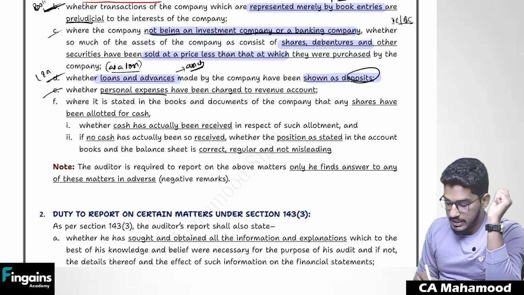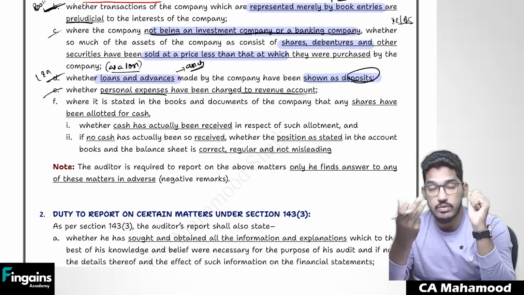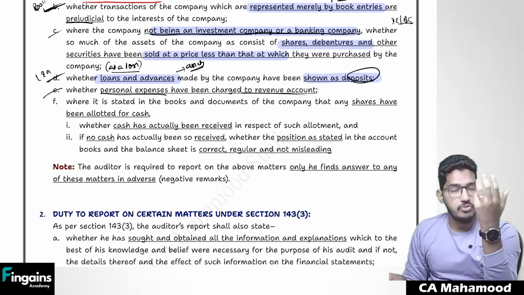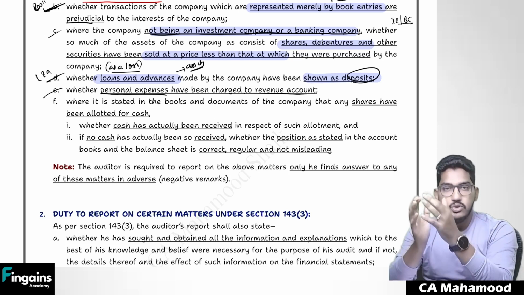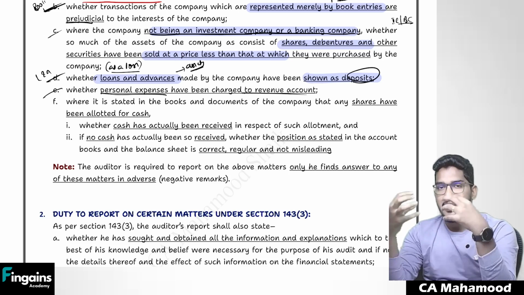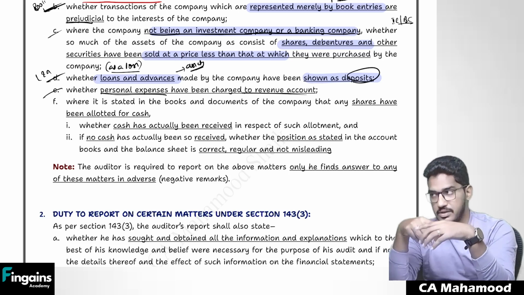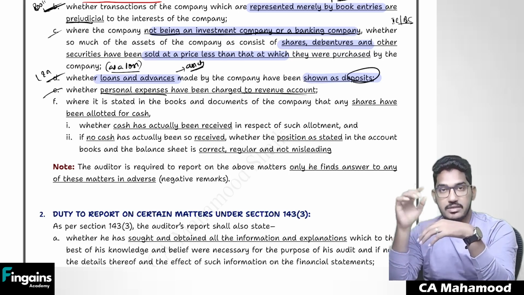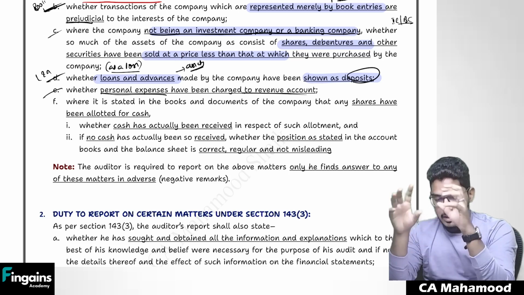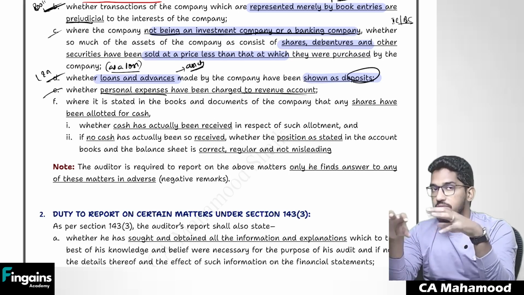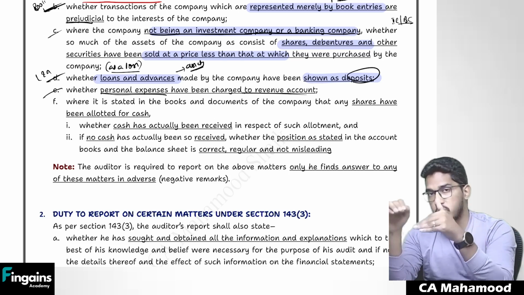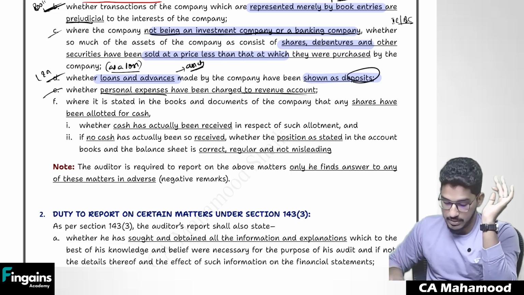Fifth point: whether personal expenses have been charged to the revenue account. Sometimes the management of some companies could be very fraudulent, very mischievous. What they will do is, the board of directors or some top-level management of the company incur personal expenditure for their personal purposes, but they show it as a business expenditure. So that I need to verify. I need to comment on whether, in my client company's books of accounts, any personal expenses of management, employees, whatever it is, have been shown as business expenditure. That I need to comment.